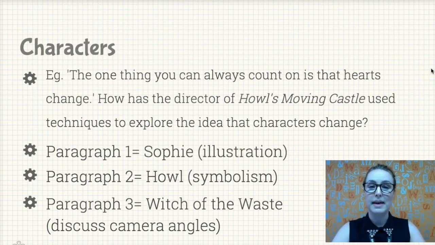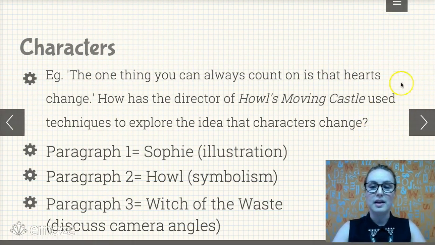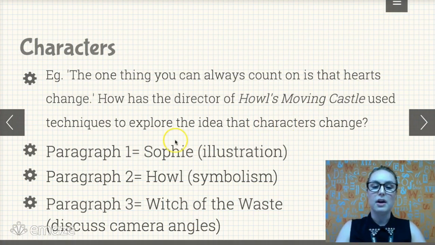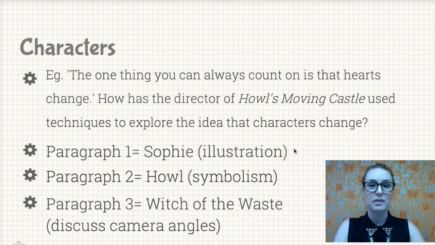The second one here, characters. This is very common when you're talking about character development. So I've got an example question here. The only thing you can always count on is that hearts change. How has the director of Howl's Moving Castle, a brilliant film, used techniques to explore the idea that characters change? So for each paragraph you might address a different character of the film, making sure that you touch on those techniques. You might talk about how Sophie changes, and throughout the film she changes in terms of physical appearance, and because it's an animated film we talk about illustration, and that's a filming technique.